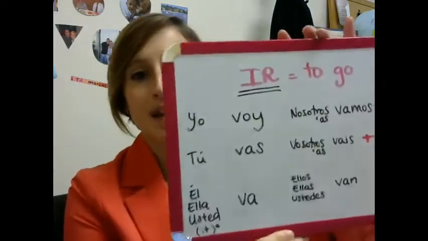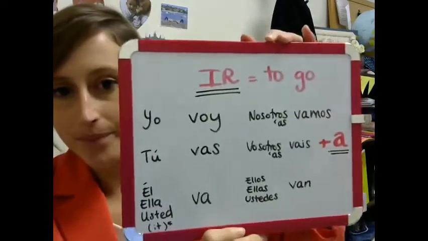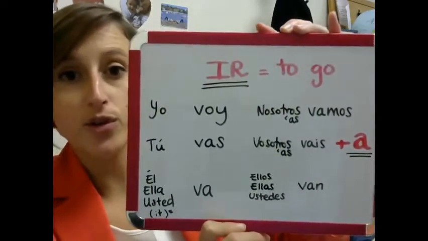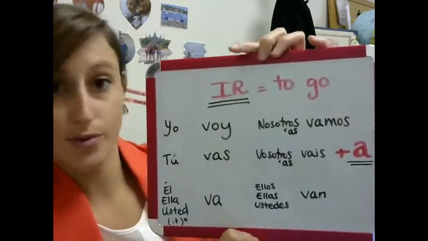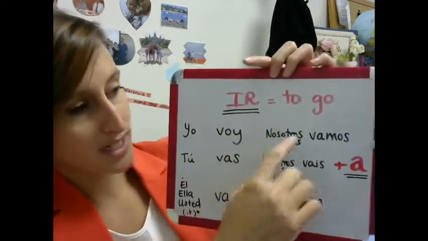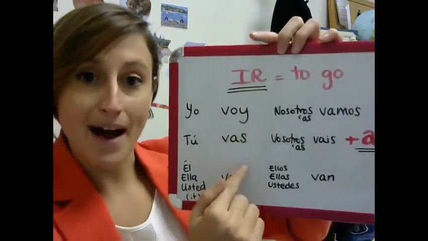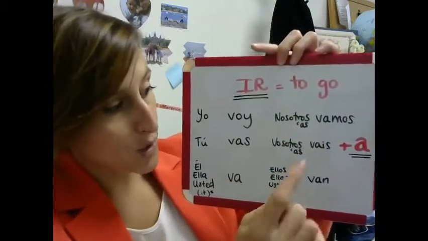Okay, so I will talk a little bit about the verb ir. Ir is the verb to go, right? First of all, you need to know that it's an irregular verb, and you need to study those 6 forms: voy, vas, va, vamos, vais, van.